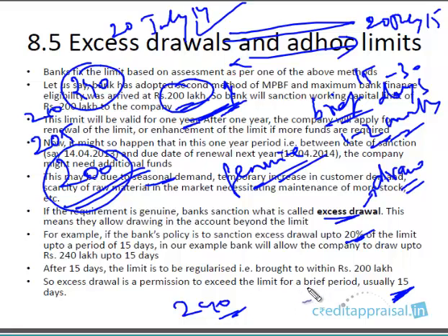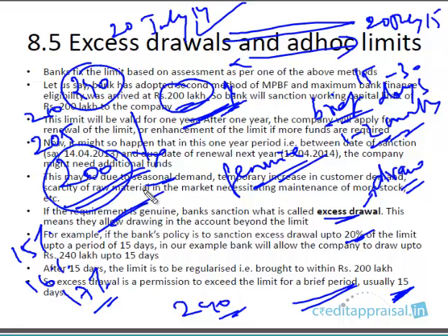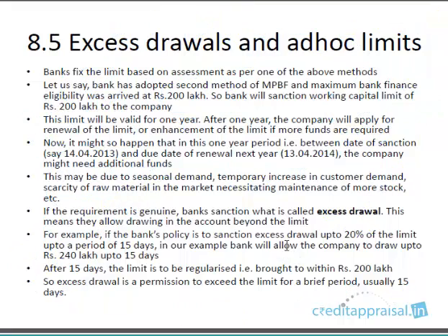Of course, there will be some additional interest. Obviously there will be. The regular interest is, say, 15%, and maybe the bank will charge, say, 16% or 17% for this additional 40 lakhs for this period. You have to understand that excess drawal is for a brief period. After 15 days, the company has to bring the limit down to within the 200 lakhs. It's only for these 15 days.